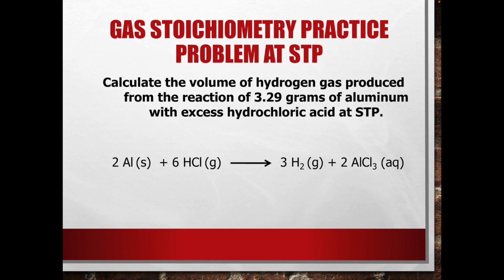Alrighty, I want you to try one. This says calculate the volume of hydrogen gas produced from the reaction of 3.29 grams of aluminum with excess hydrochloric acid at STP. So you're going to start your train track with the only number in the problem, 3.29 grams of aluminum. And go ahead and see if you can work out how to get the volume of hydrogen gas that will be produced at STP. So pause here, give it a go, and come back when you're ready to see the answer.